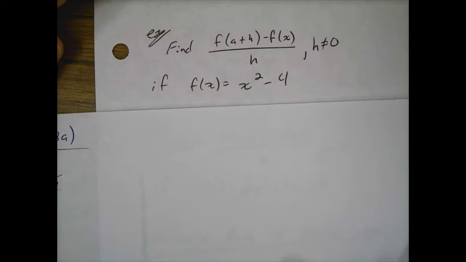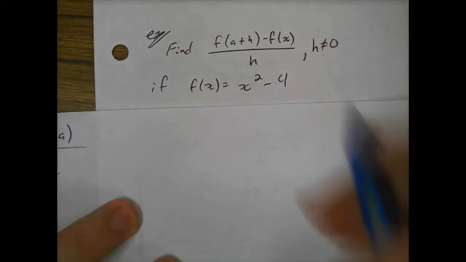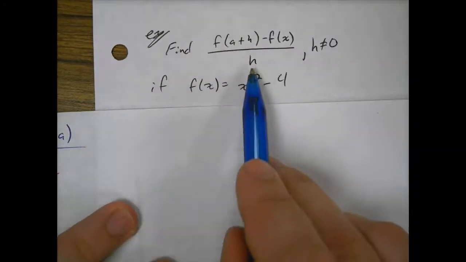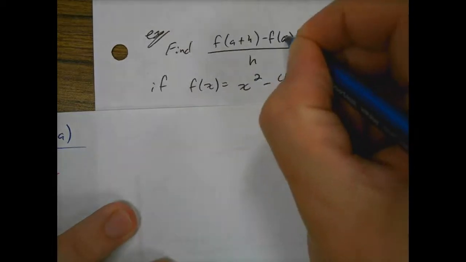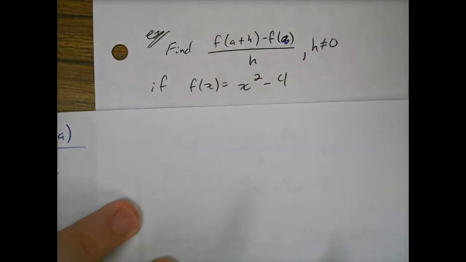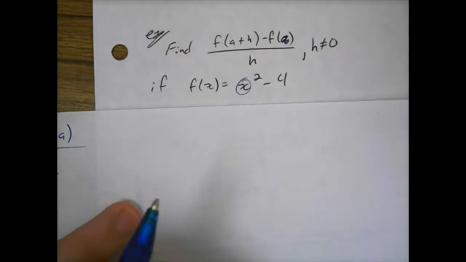A little bit more complicated, but still not too terrible. It's really not that bad. Same idea. This is never going to change. This is your difference quotient, no matter what: f of a plus h minus f of a, all divided by h, and h cannot be equal to 0. So again, I'm going to plug in a plus h where I see my variable.